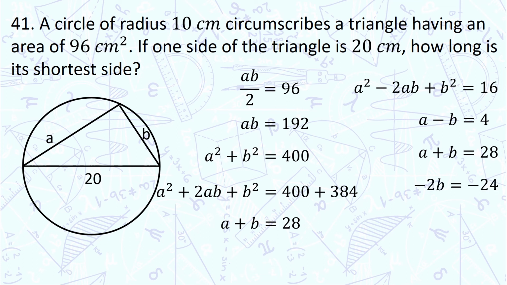Then we have negative b minus b, so that will be negative 2b. 4 minus 28, negative 24. b is equal to 12. So the shortest side of the triangle is 12 centimeters.